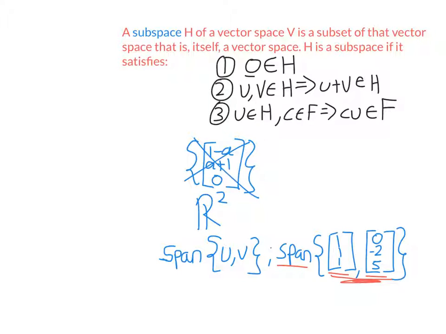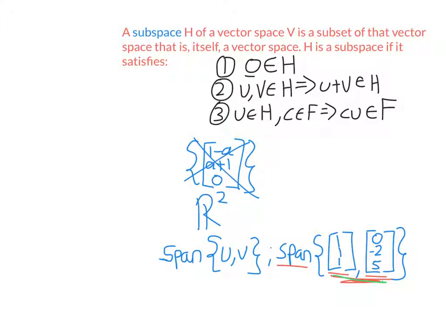We know that it will be closed under addition because if you take any linear combination of these 2 vectors, you get another linear combination of those 2 vectors. Similarly, if you take a linear combination of these 2 vectors and scale it, you get another linear combination of those 2 vectors. So that's why the span of any number of vectors from a vector space is a subspace.